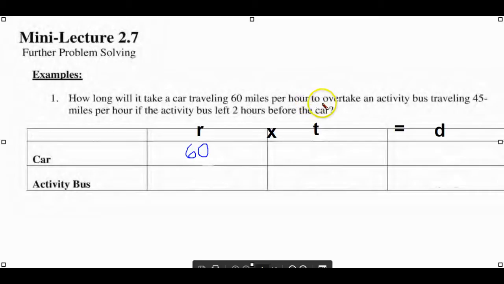Now, how long will the car be on the road? Well, we don't know that, so we'll call that time, t. I like the use of t. They use an x. Now, what's the rate of the activity bus? Well, 45. Now, what do we know about the time of the activity bus if t is the time of the car? Well, can you see from here it's 2 hours more. So this will be t plus 2.